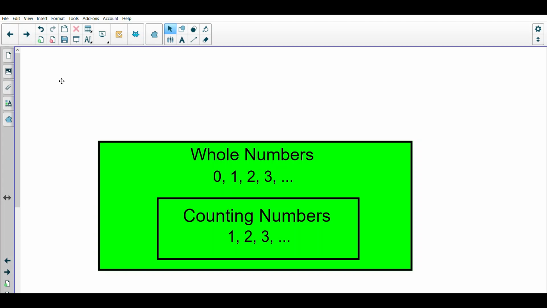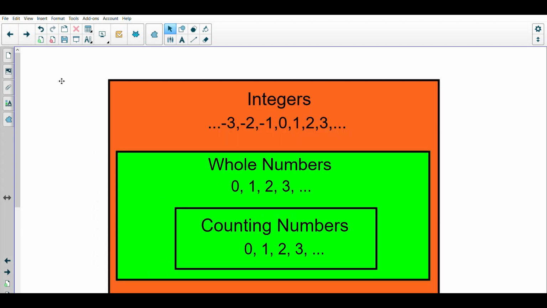Then we're going to add another Russian nesting doll, and that's where we add integers. This is where we include the negative whole numbers. So we have all the way from negative infinity to negative 3, negative 2, negative 1, 0, 1, 2, 3, and so on, all the way to infinity. Now all counting numbers are integers. All whole numbers are integers. But not all integers are whole numbers, because negative whole numbers are not whole numbers. So we just keep expanding.